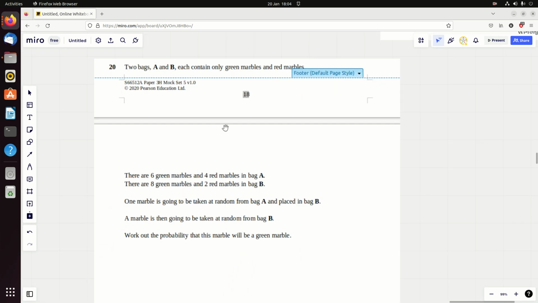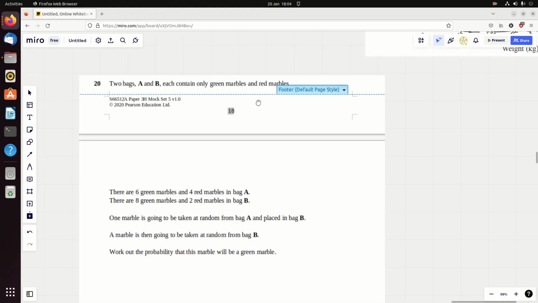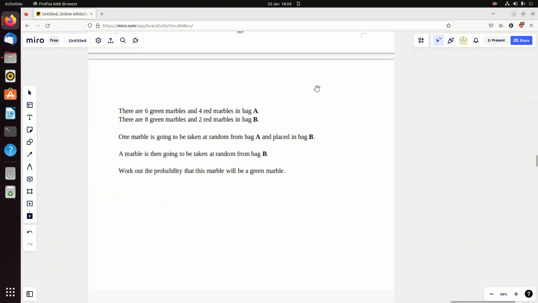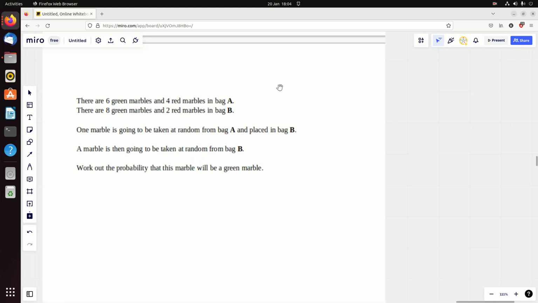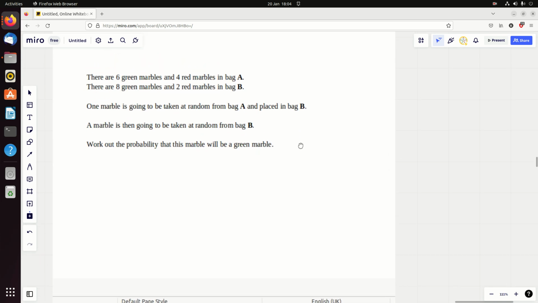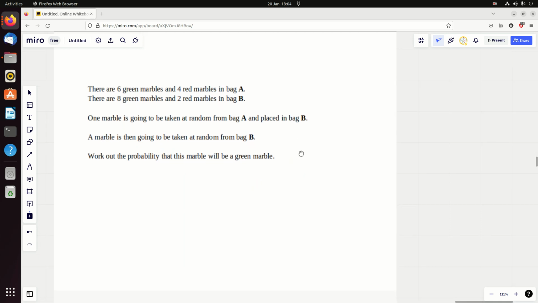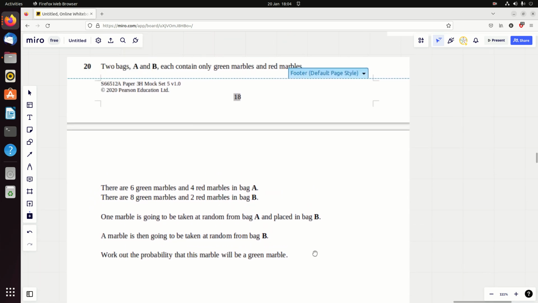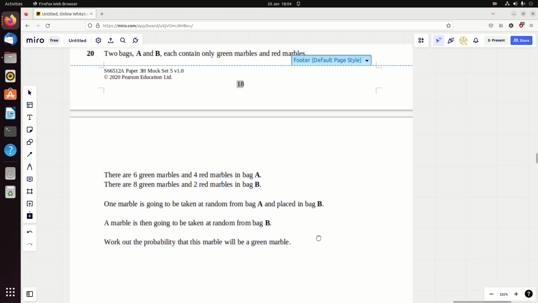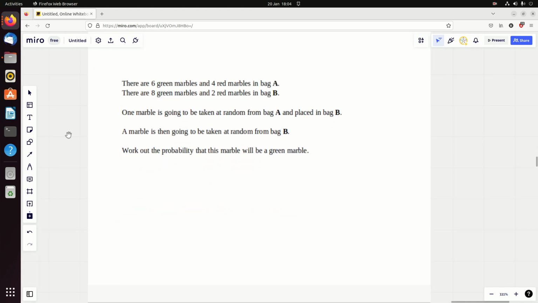2 bags A and B each contain only green and red marbles. This was a good question, and once again, very happy at how many answered this correctly, but plenty didn't as well. And if you didn't do it correctly, it's because you didn't draw a tree diagram. This is a classic tree diagram situation, yeah? And maybe you did, but you didn't see it all the way through to the end, but this is a tree diagram.